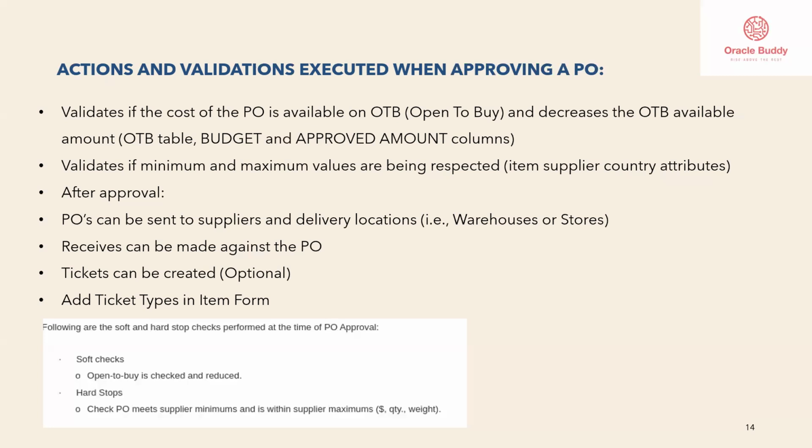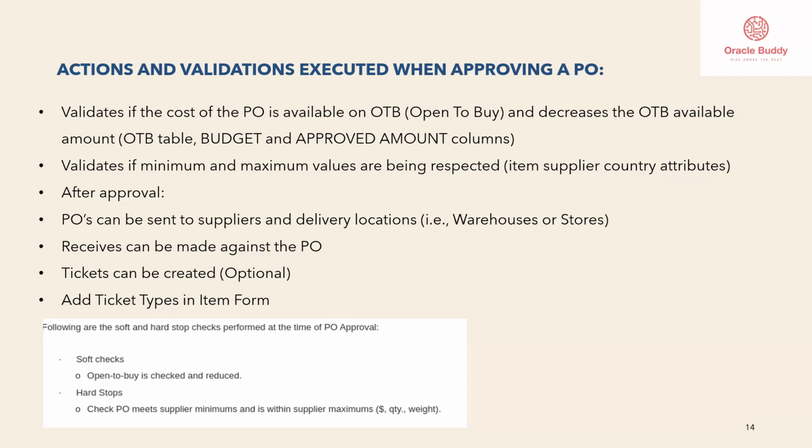Action and validations executed when approving a PO. Validates if the cost of the PO is available on OTB and decreases the OTB available amount, that is OTB table, budget and approved amount columns. Validate if minimum and maximum values are being respected, item supplier country attributes.